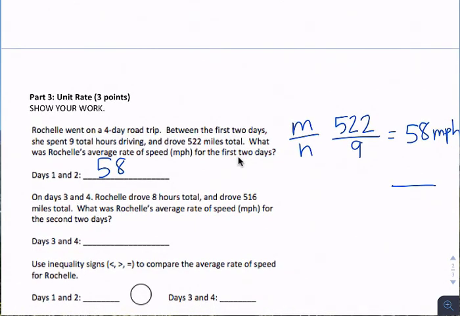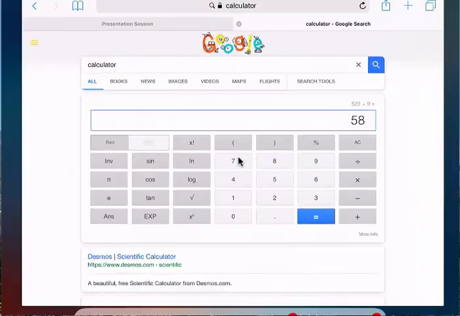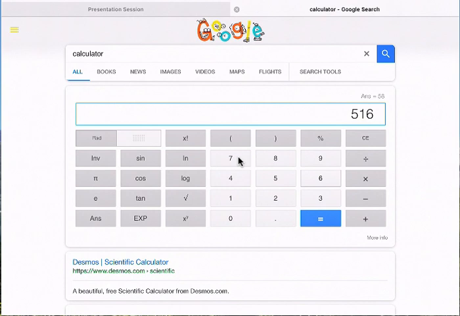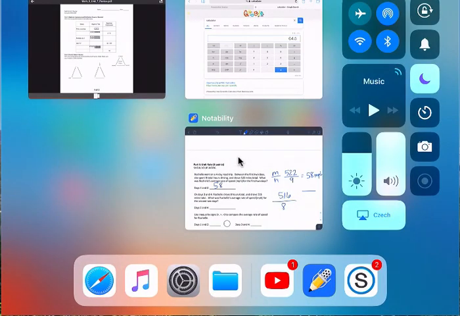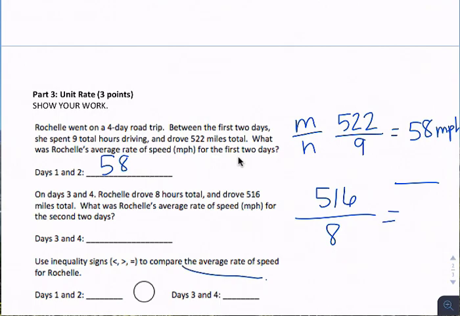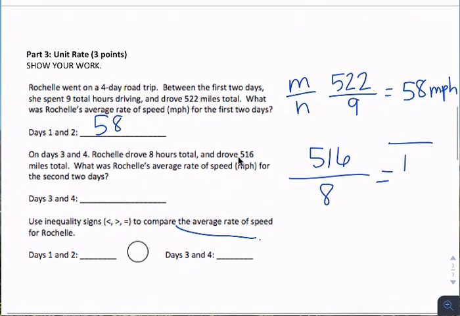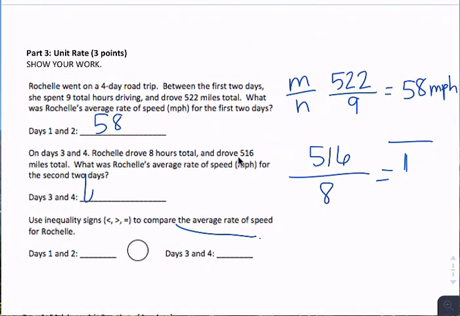And then it says on days 3 and 4, Rochelle drove 8 hours total and drove for 516 miles. So again, I'm going to take 516 and divide that by 8. 64.5 miles per hour. I'm labeling my answers here.